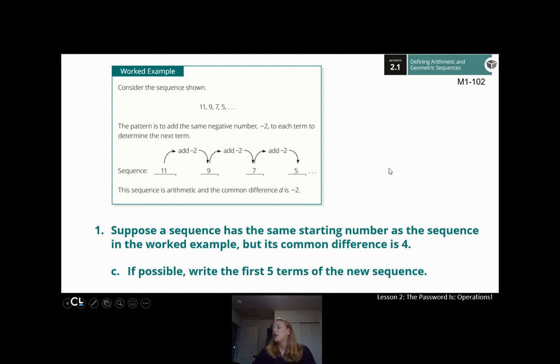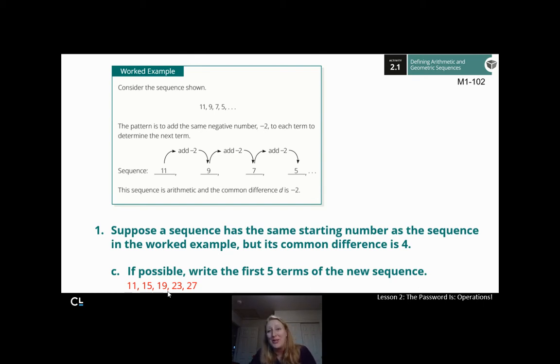So if I start with 11, but I'm adding 5, then I'm going to go 11, and I already got it wrong. That should be a 16. Oh, boo, Miss Scott. Miss Scott can't add very well. Never mind, she did add well. So if I'm adding 4, I start with 11, and you're right, I did do it right. If I add 4, I get 15, and then I get 19, then 23, then 27.